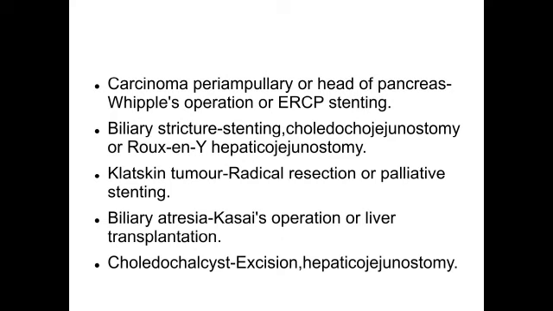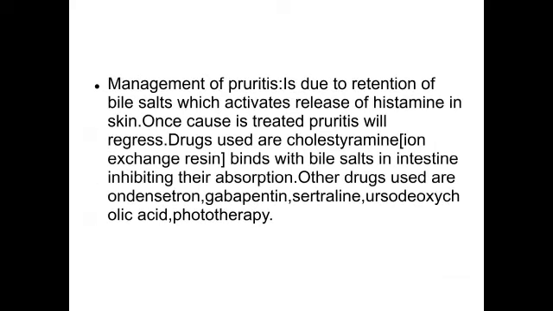Carcinoma, periampullary and head of pancreas, the operation of choice is Whipple's operation or ERCP stenting. Biliary stricture stenting, choledochojejunostomy or Roux-en-Y hepaticojejunostomy in some. Klatskin tumor, radical resection or palliative stenting is done. Klatskin tumor is the tumor at the bifurcation of the right and left hepatic ducts with common hepatic duct. Biliary atresia, as I already told you, discussed, Kasai's operation or liver transplantation is a choice. Choledochal cyst, excision and hepaticojejunostomy.